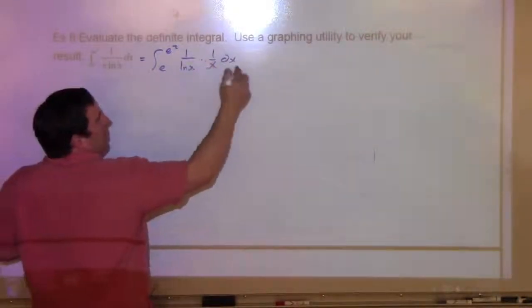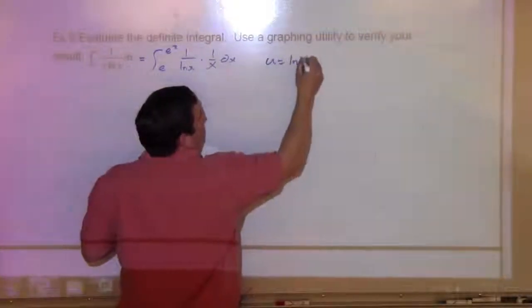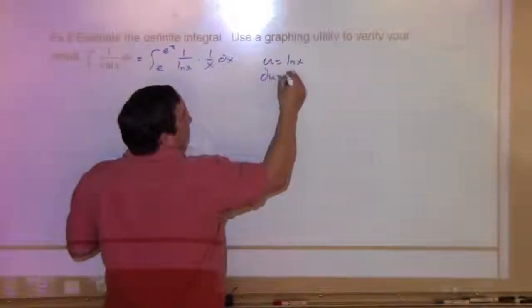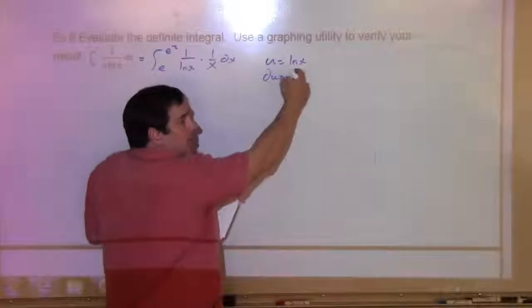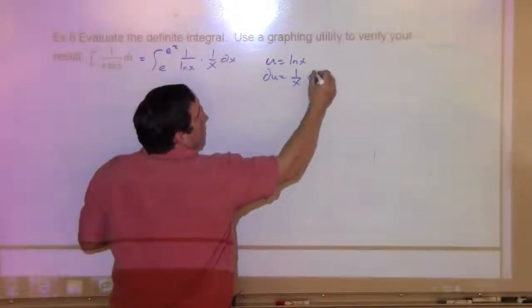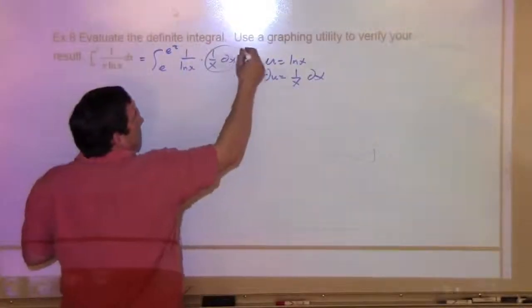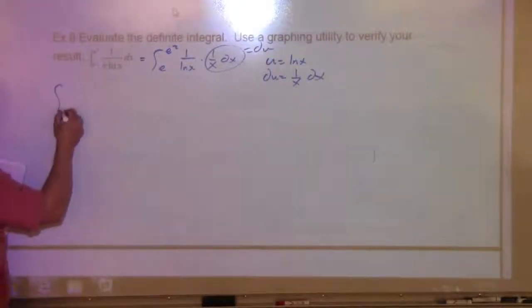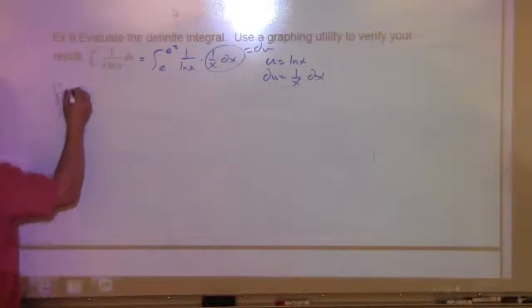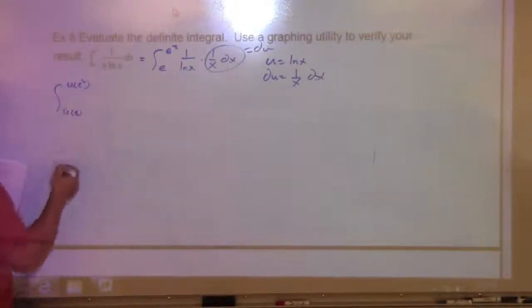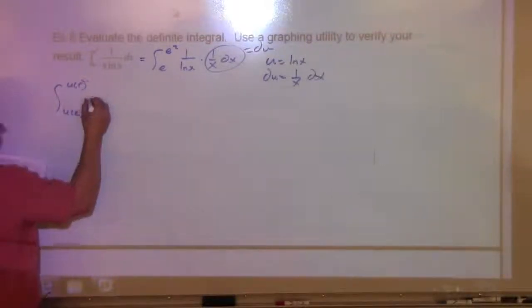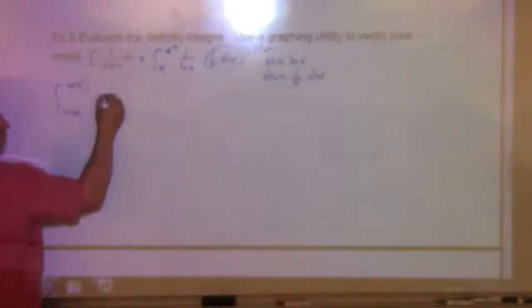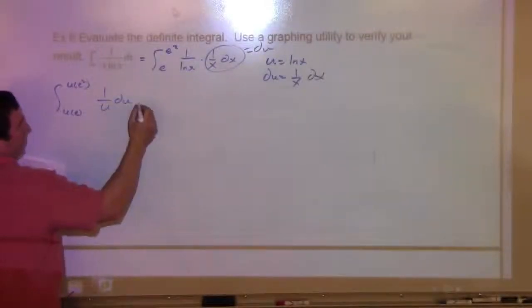dx. I do that because if I say u equals the natural log of x, du would be the derivative of natural log of x, which is 1 over x, then our dx. And we have that. This part is my du. So I have the integral from u of e to u of e squared. I haven't shown you one like this in this way to do it before, of 1 over u du.